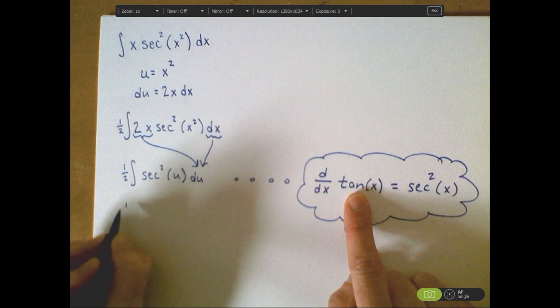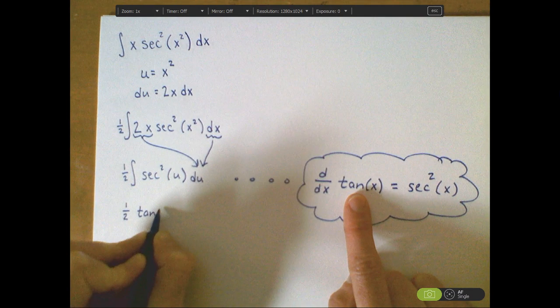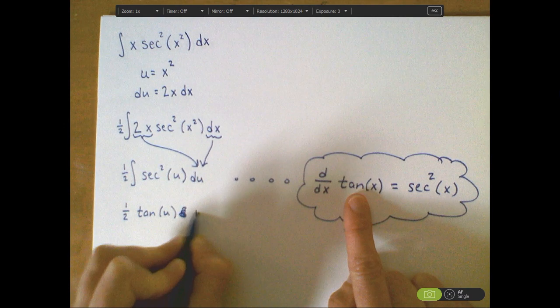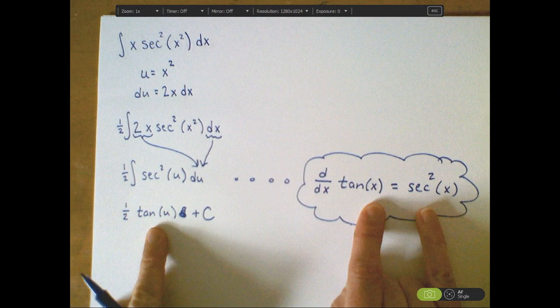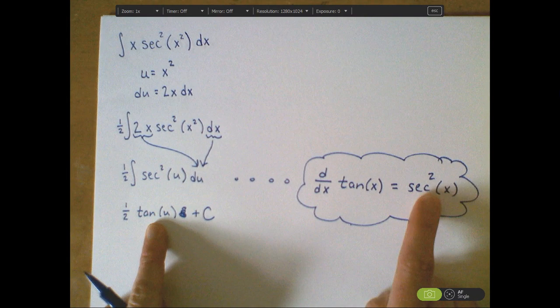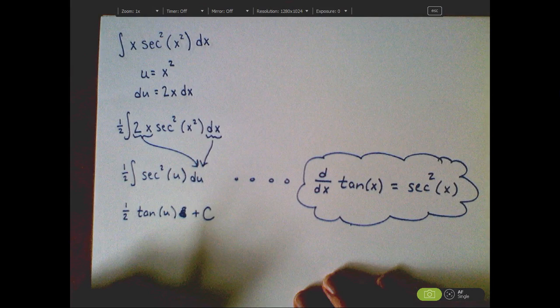So the integral in this case is 1/2 tangent u, and the du goes away and becomes plus c. And the variable is different, but the thinking is the same. Notice that this secant squared becomes tangent x. I'm not doing a u substitution. I'm not worrying about variables.